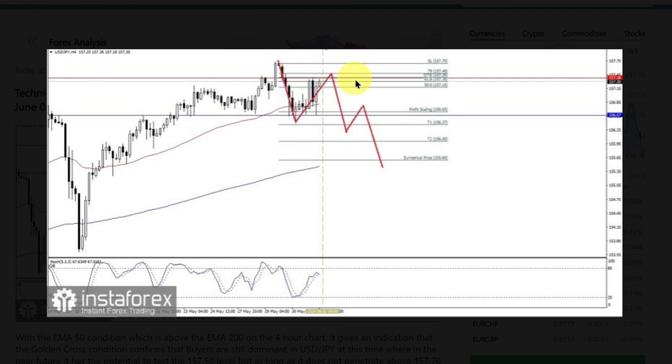but as long as it does not penetrate above 157.70, then USDJPY still has the potential to be corrected down to the level of 156.57. If this level is successfully broken down, USDJPY continues its weakening to the level 156.00 as the main target, and level 155.60 as the next target to be aimed at.